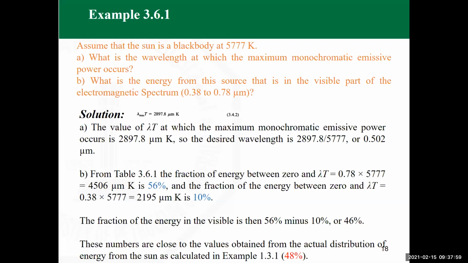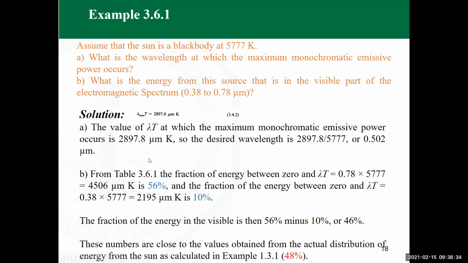So the first thing here, we are going to go to Wien's displacement law. And he's asking for this temperature, what is the wavelength which is corresponding to maximum radiation? That's something which is easy to do because our temperature here is 5,777. So lambda maximum times 5,777 is equal to this quantity. So lambda maximum can be determined easily, which is 0.5 micrometer. So this is the first part of the example, as you can see here.